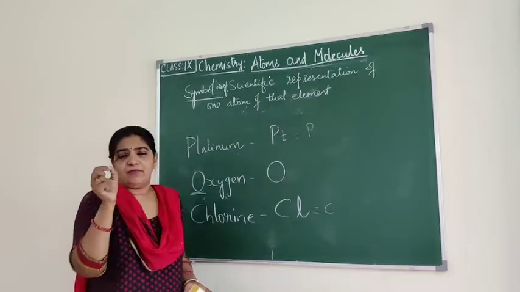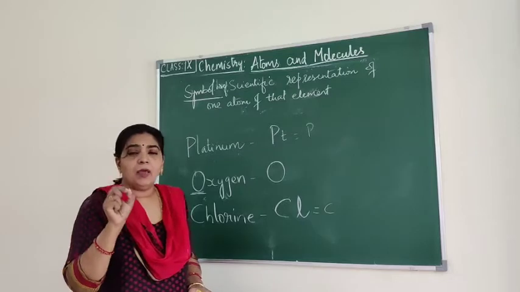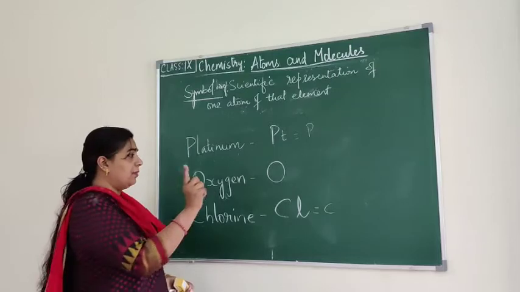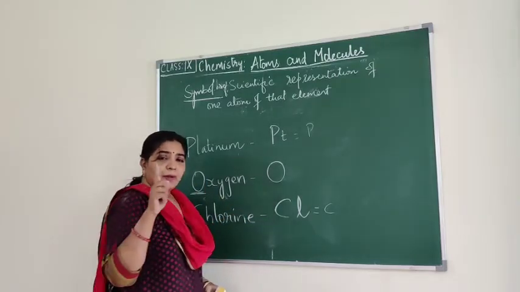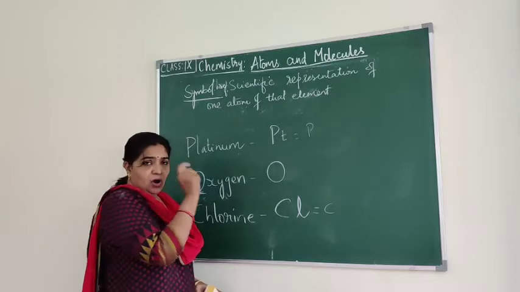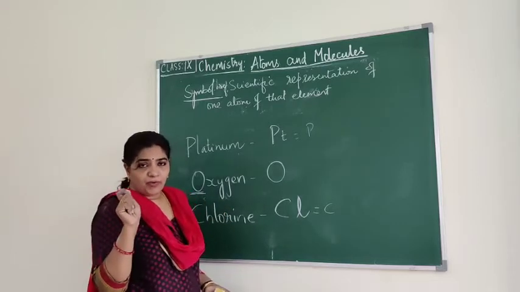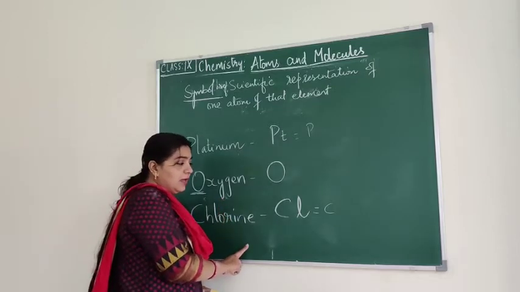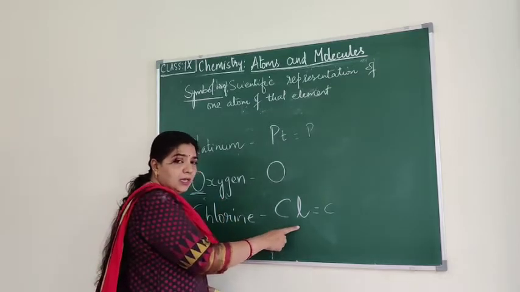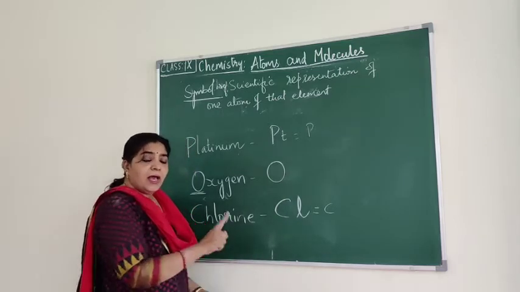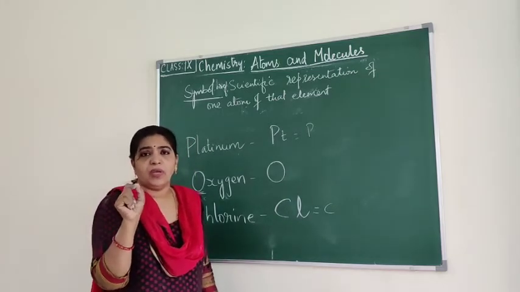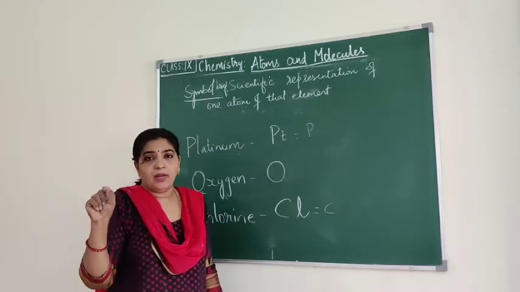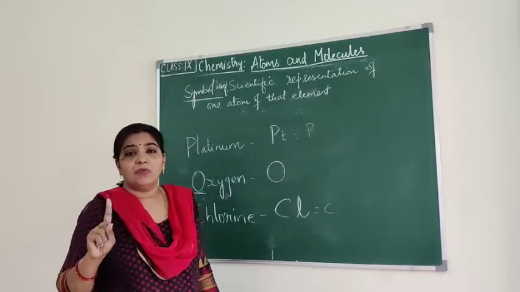It is a brief way of representing the name of the element, and we are representing one atom of that element. If I am writing oxygen as O, I am representing the name of oxygen in a very short way, and I am representing one atom of that element. Here again, same thing. If I am writing Cl, Cl is a symbol for chlorine. I am representing the name of chlorine in a very short way. It's a short form of chlorine, and I am representing one atom of that element.